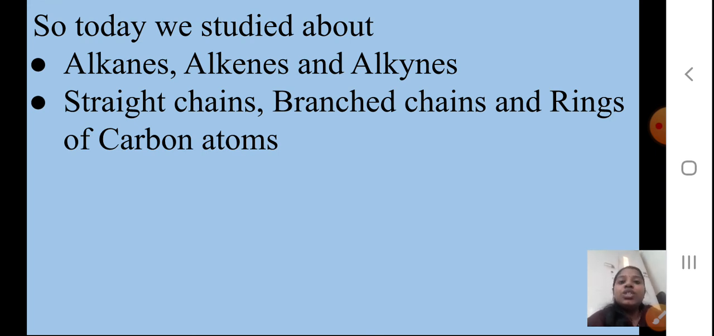Then we saw the straight chain, branched chain and ring of carbon atoms. In a straight chain, all the carbons are in a straight line, shown by single bonds. In a branched chain, in butane we saw 3 carbons together in a line chain, and the 4th one I can separate from the chain and show down or up. And then we saw the ring of carbon atoms, cyclohexane, where 6 carbon atoms were there in the ring, and then hydrogen atoms were added to complete the tetravalency of carbon.